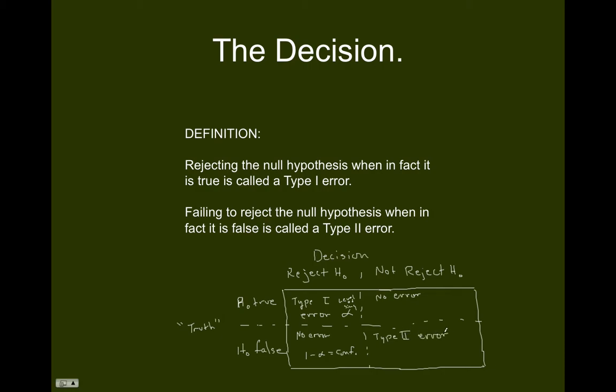Now, the symbol we use for type 2 error, or the probability of type 2 error, is beta, a Greek b. And then the probability of no error here would be 1 minus beta, and this we call the power of the test. I don't talk too much about power in this class, but it is in the chapter if you're interested in reading about it some more.